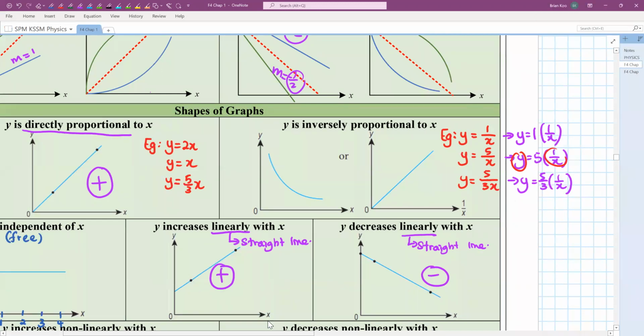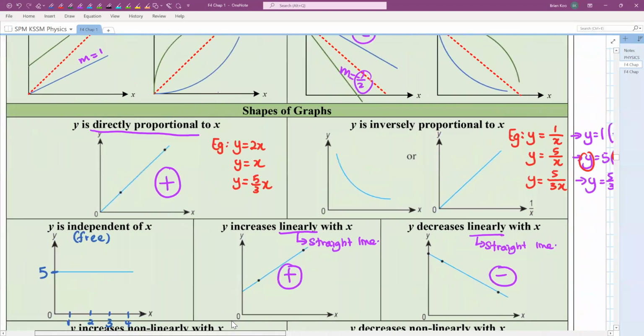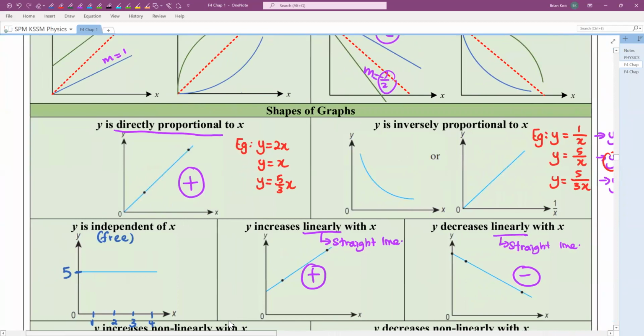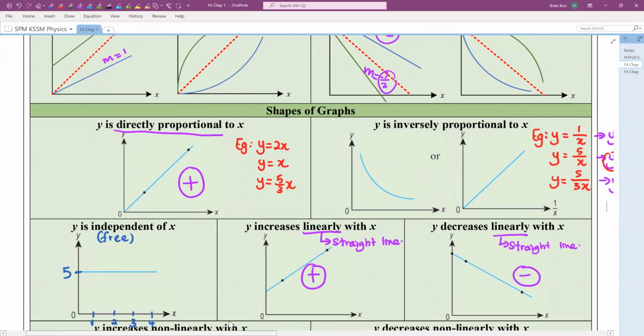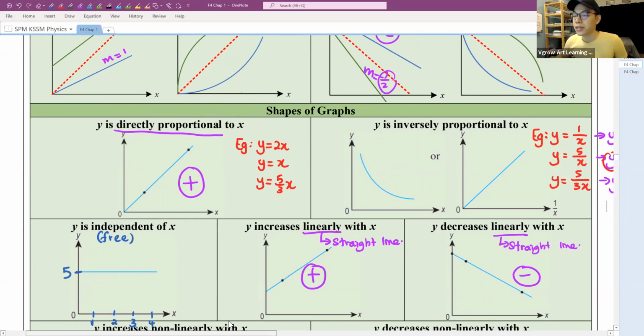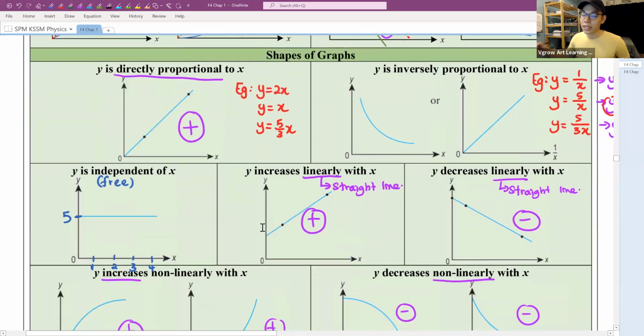Teacher, if y is directly proportional to x, and there is a negative in front, does the graph change to y decreasing linearly with x? Correct. You are right. Directly proportional must go up and positive. Decreases linearly, yes, you're right. Very good. So y is independent of x.